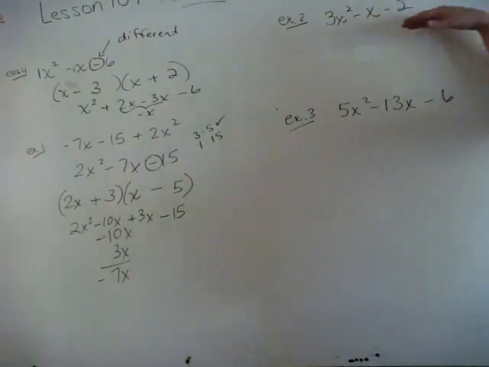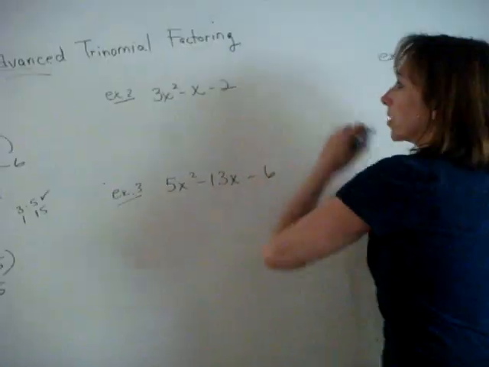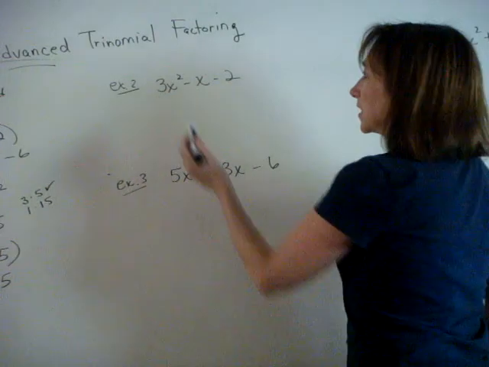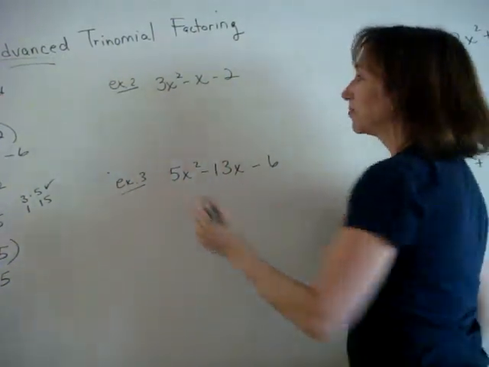Okay, let's move to example 2. This one's already in order, so that makes it easier. And these numbers are small, so that makes it easier too. So here we go.